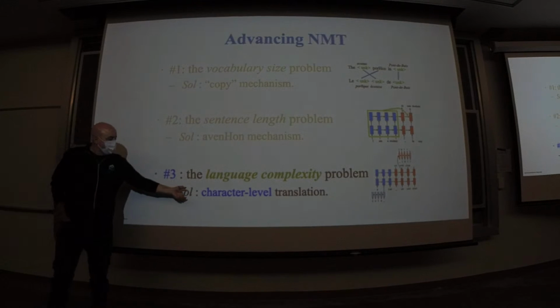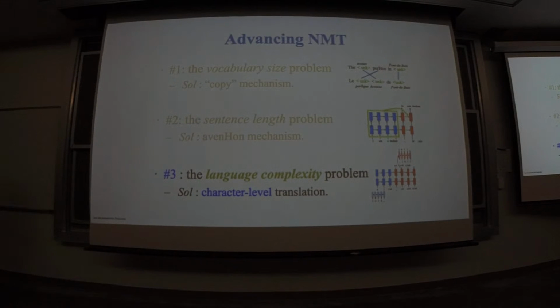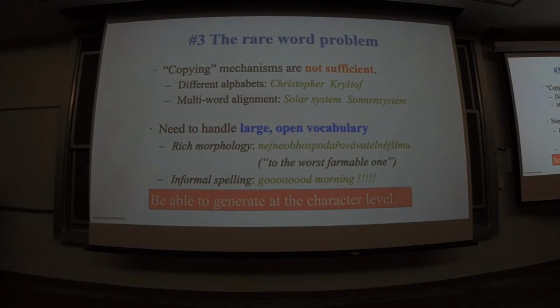Well, for complex words, instead of having token or word level translations, we're going to sometimes have character level translations. This again is dealing with the rareness of certain things in languages. The copying mechanism is one way of dealing with rare words, right? But sometimes it's not sufficient.